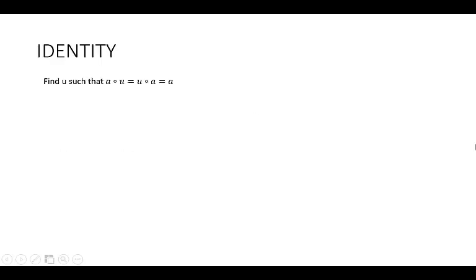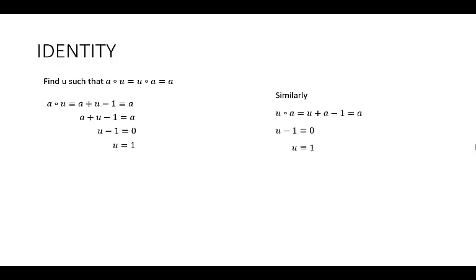Identity. Okay, so we have to find the identity element such that a * identity element equals a, essentially. So when we perform the operation on any number and the identity element, the result must be the original number. So a * u looks like this, a + u − 1, and that must equal a. So our starting point is a + u − 1 must equal a. We rearrange that to end up with u = 1. So we found our identity element for this operation.